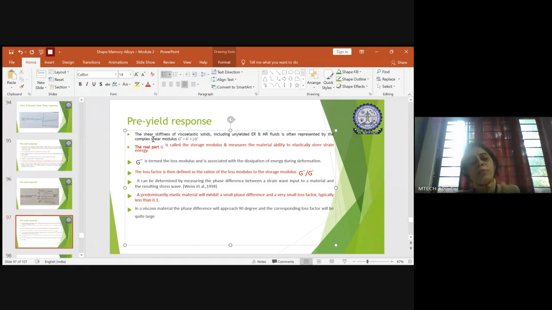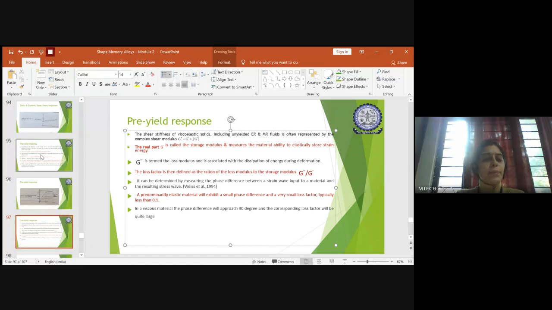So when we assume that even the unyielded stresses come into the picture in the case of ER and MR, based on that concept you will have one real part and one imaginary part. The real part is G dash, which is called the storage modulus, and the imaginary part is G double dash, which is the loss modulus associated with the dissipation of energy at deformation. If you want to determine the loss factor, this is the equation we use, G double dash to G dash. It was identified by Wills in 1994.